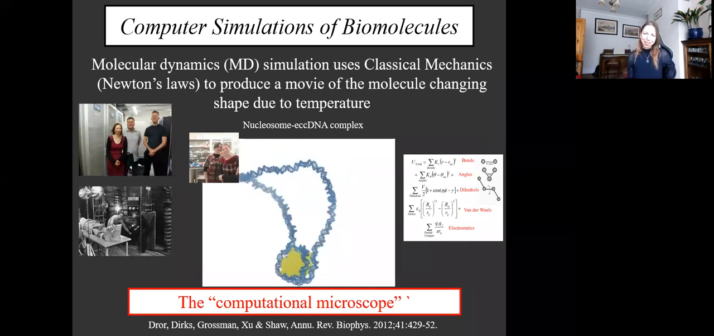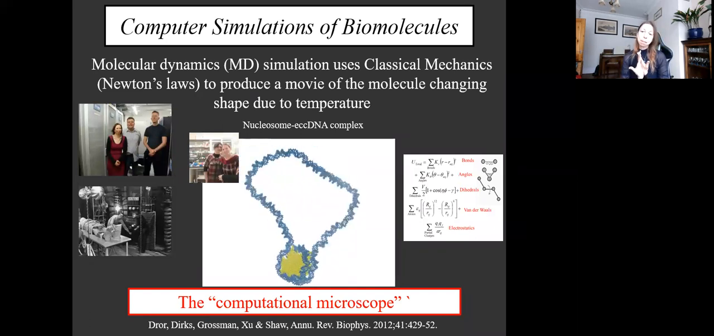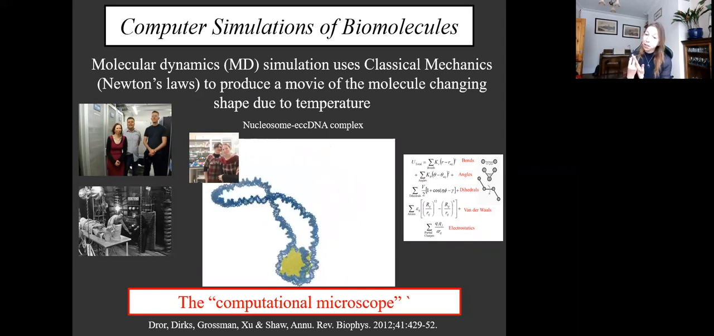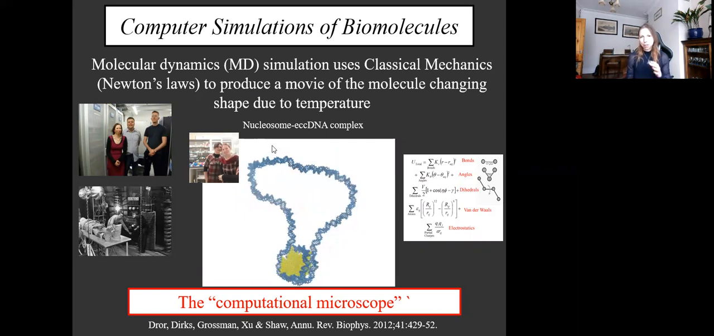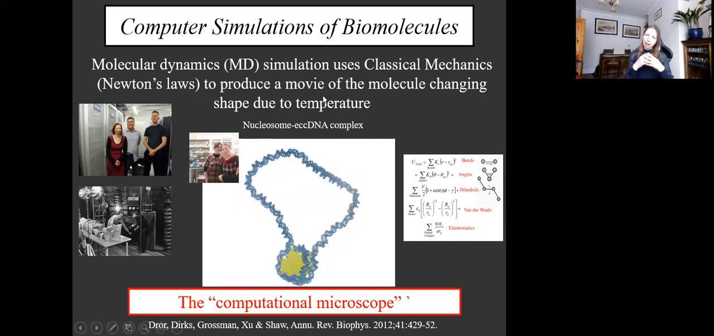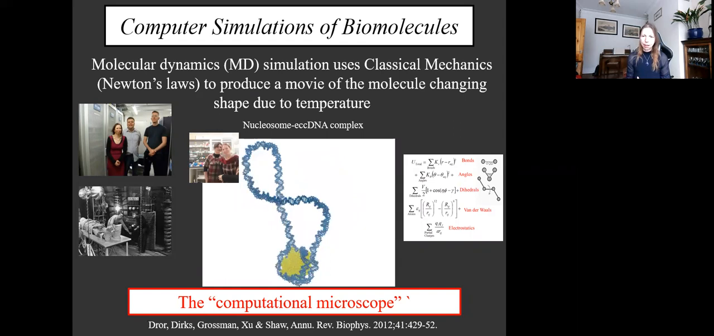So what we're going to try and do is run some molecular dynamics simulations of circular bits of DNA. Molecular dynamics simulations use classical Newtonian mechanics. So that's balls and springs. We represent all of the atoms as classical balls and all of the bonds between them as classical springs. So this equation here is what we call our molecular dynamics force field, our function that describes everything.